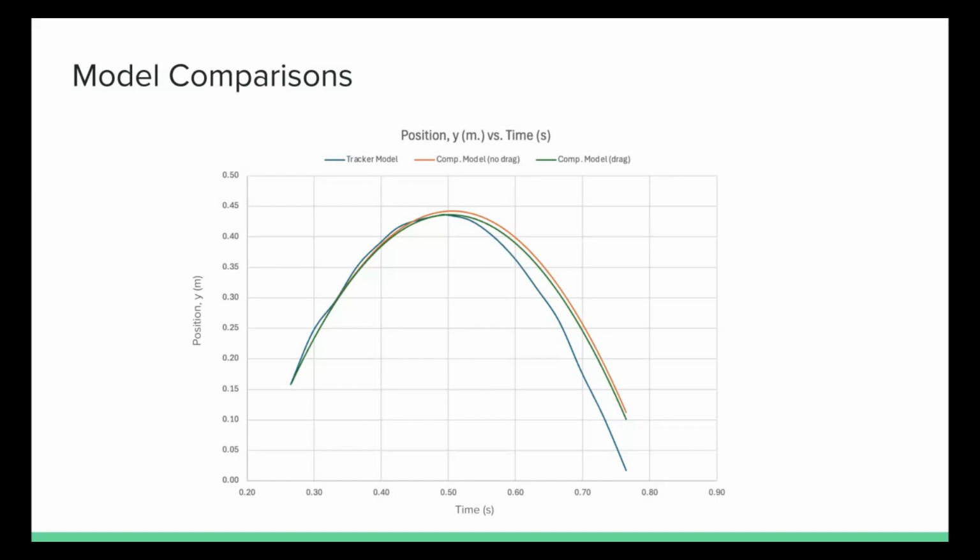Here are the model comparisons with the Tracker model, the computational model with drag, and the computational model without drag. You can see that the computational model with drag is the most similar to the Tracker model of the observed motion, where they both reach the max height at about the same time. However, there's a little discrepancy between here and here about how fast the object came back down.